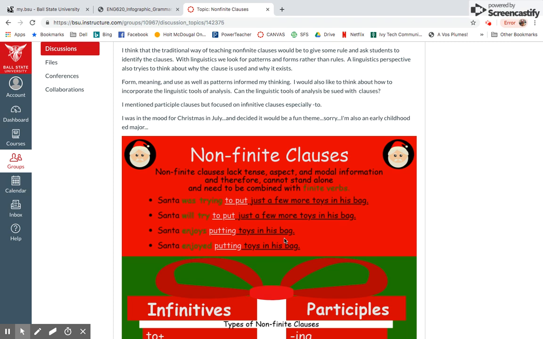So after looking at everything, at least for me, I think it would flow a little bit better if you started with the prototypical form followed by indefinites or infinitives and participles and then the examples. I think that it's fine to start out with saying this part here, non-finite clauses lack tense, aspect and modal information. I think that's fine, but at least for me, I think it would flow a little bit better if the order was changed a little bit.